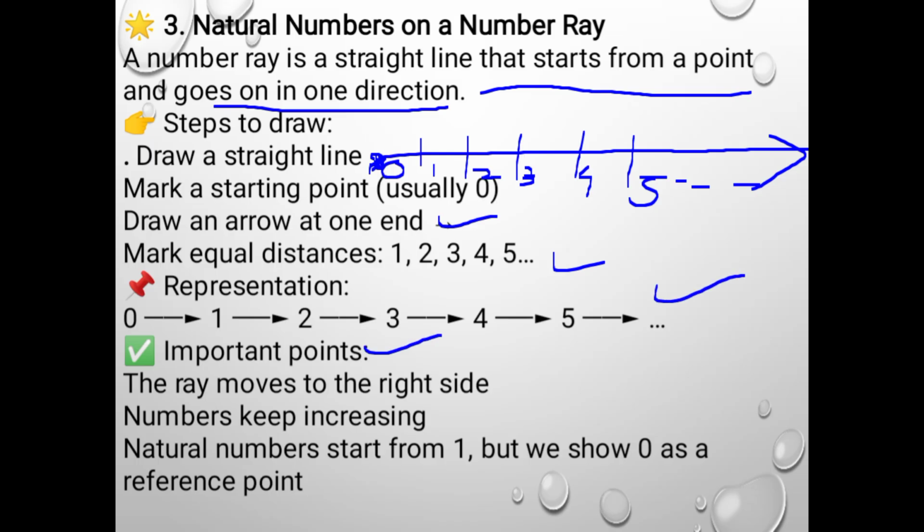Important points. The ray moves to the right side. Numbers keep increasing. Natural numbers start from 1, but we show 0 as a reference point.